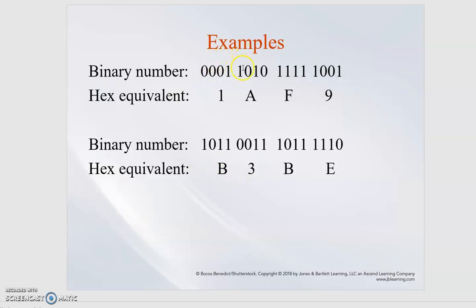Binary number equivalent here, again, binary number is 0001, and the hexadecimal equivalent of that is 1. 1010's equivalent is A. 1111 equivalent is F. 1001 is the hexadecimal equivalent of 9. Okay, each one of those numbers.